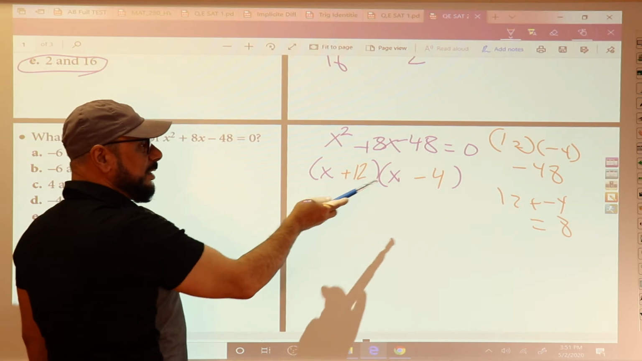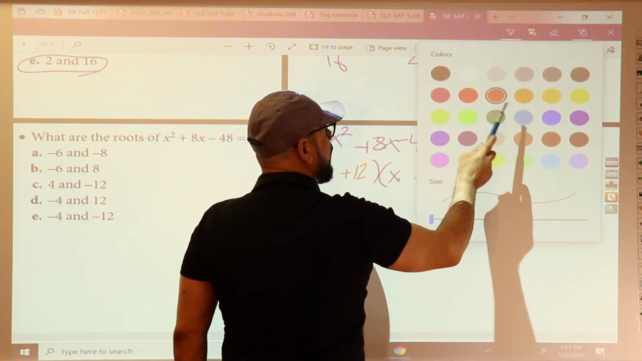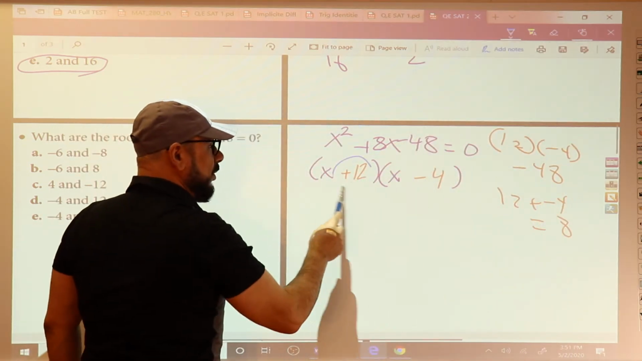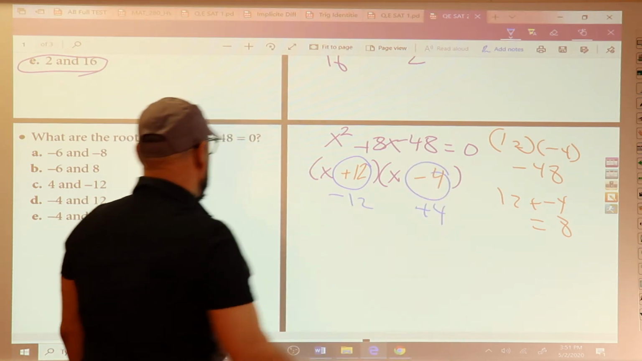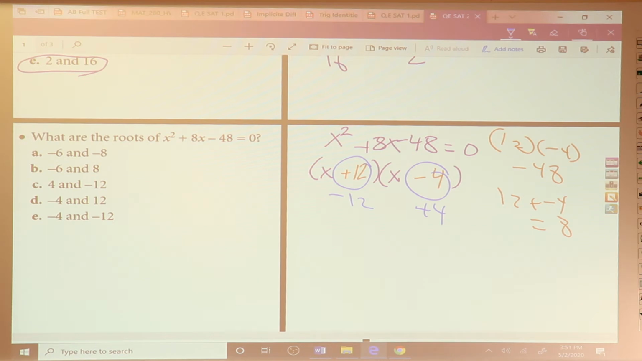Now what's my trick, Safe, to find the roots? Flip this sign. Minus 12 and here positive 4, but plus 4. Which is C. Okay. Next.